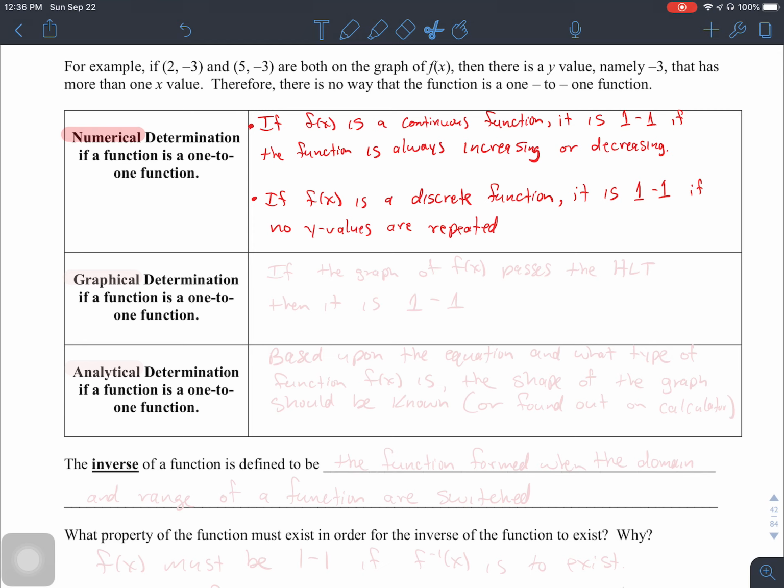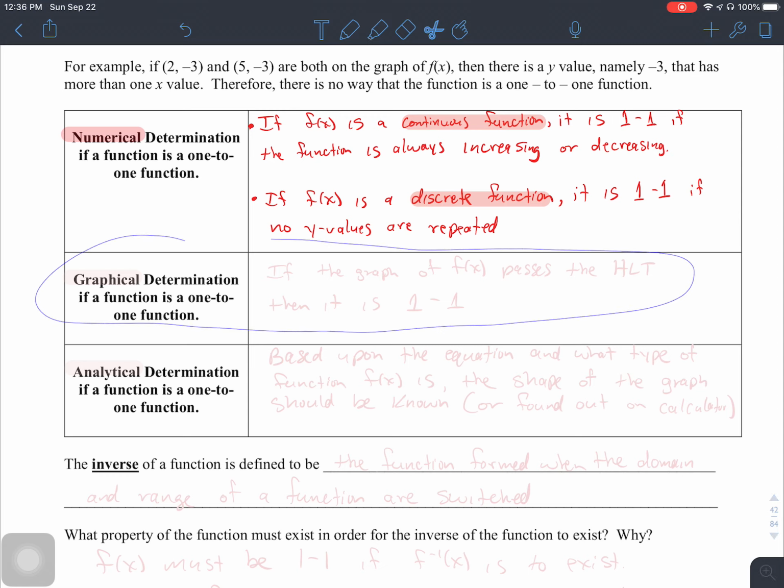Second part, if f of x is a discrete function, you have a list of ordered pairs, typically given in a table. So a discrete function is not continuous. We have one case where we have a continuous function, and another case where it's not continuous, but discrete. If f of x is a discrete function, it is one-to-one if no y values are repeated. In other words, each x value has a unique y value, and each y value has a unique x value.